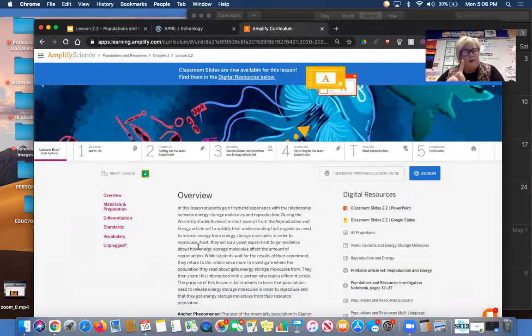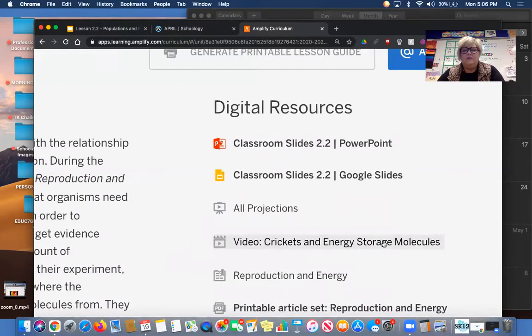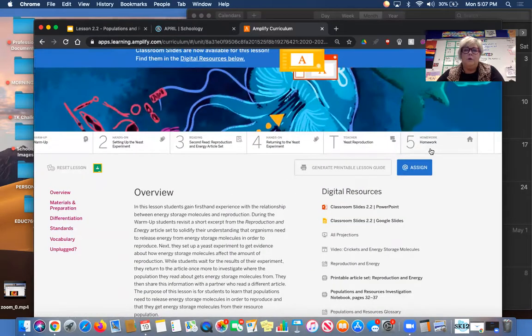Now mine looks different. I know your student screen looks a little different, but find where it says digital resources and you'll see a video right here, crickets and energy storage molecules. It's just a couple minutes. I want you guys to watch the video. Then you'll go back to activity number 5 and do the homework.